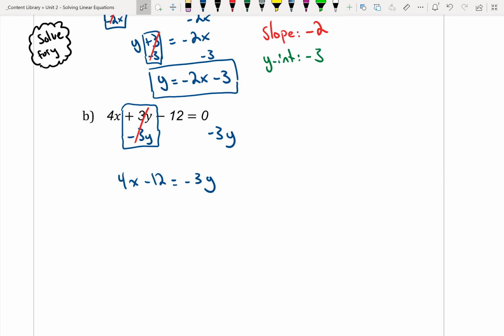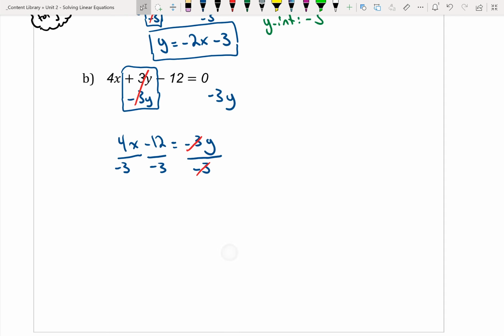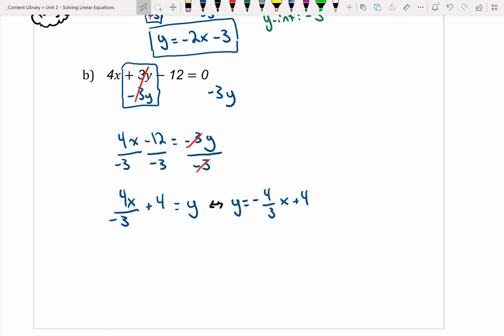I still need to get the y by itself, so I need to divide, because the negative 3 is times y. I need to divide by negative 3, and then divide everything on the other side by negative 3 as well. This will cancel out the negative 3's with the y's, and I'm left with 4x over negative 3 plus 4, because negative 12 divided by negative 3 is positive 4, equals y. I can just flip these around if the form is more suitable to you. Either way, it's fine. To make it y equals negative 4 over 3 x plus 4. So I can just switch both sides completely and it's still fine.